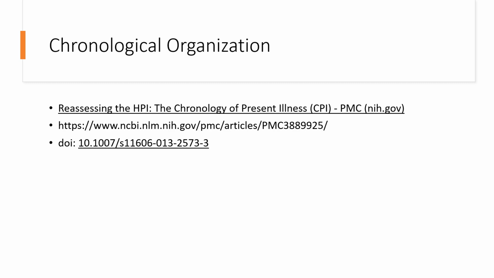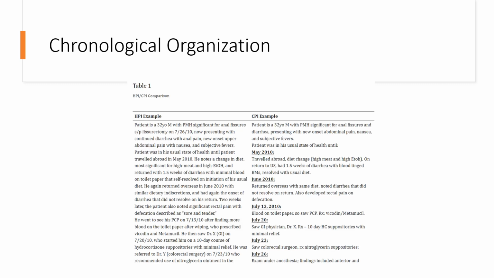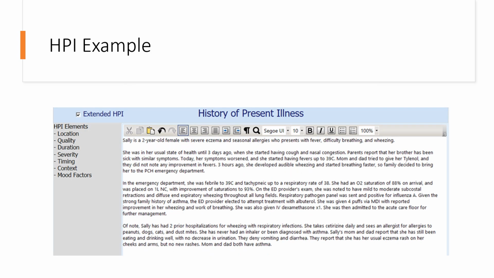For one suggested approach to chronologically organizing a complex HPI, look up the following article, Reassessing the HPI: the Chronology of Present Illness. Here you can see a table from the article that gives you an example of how to chronologically organize a patient's complex HPI. Pause here to read an example of an HPI.